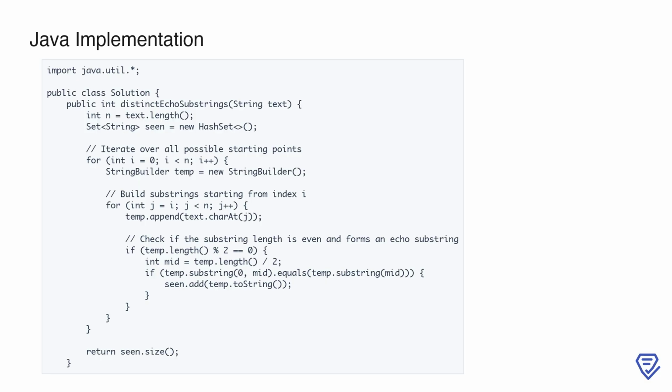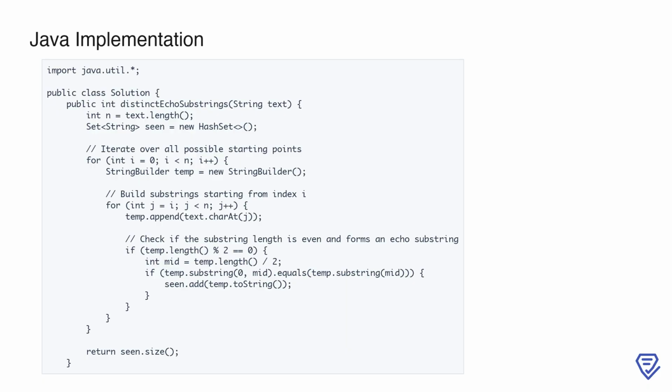First, we import the necessary utilities and define our solution class. The main method, distinctEchoSubstrings, takes a string text as input. We initialize n to represent the length of the string and create a hash set called seen to store unique echo substrings. The outer loop iterates over all possible starting points of substrings in text.